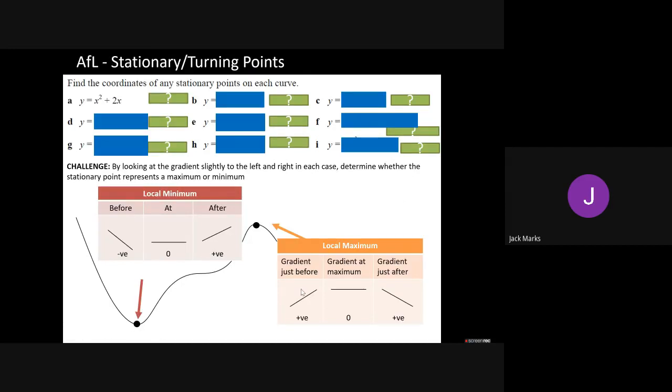So pause the video, have a quick go at these ones here. You're trying to find any stationary points. Sometimes we call them stationary points or turning points. They just mean where you have a maximum or where you have a minimum. It's where the gradient is equal to 0. Or if you prefer, f dash x is equal to 0. Pause the video, have a go.